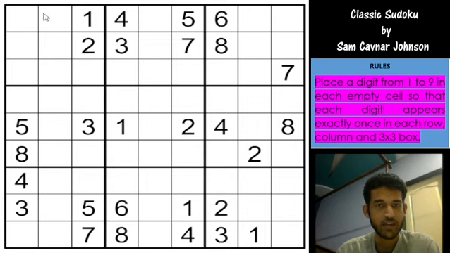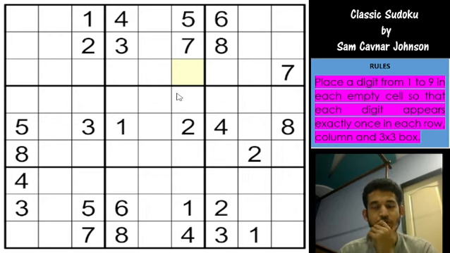So let us just start the Sudoku now. The rules are normal. Each row of the grid, each column of the grid and each box in the grid will have digits from 1 to 9 without repetitions. So with that, we'll start this Sudoku.